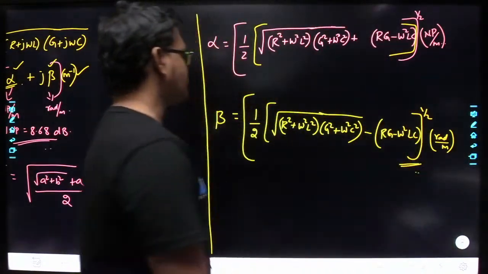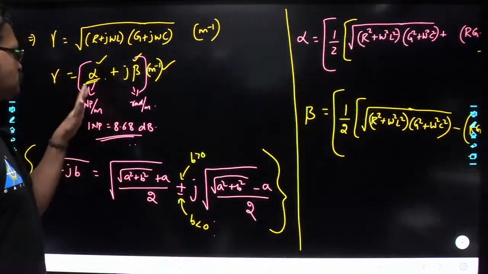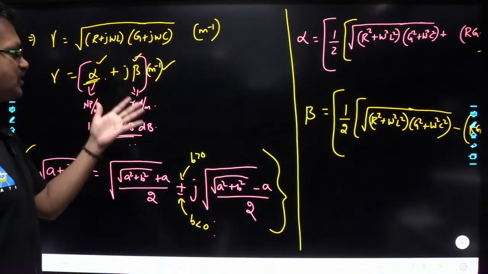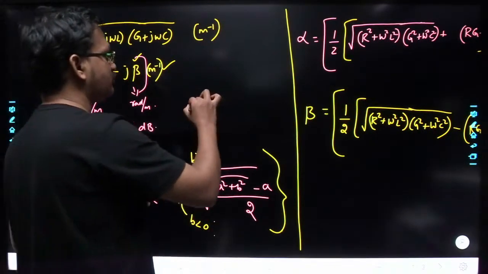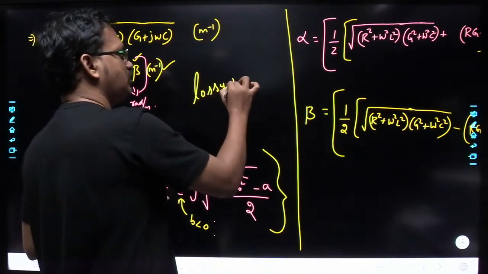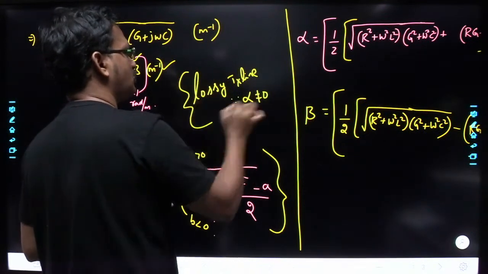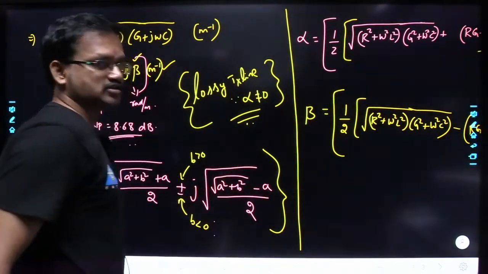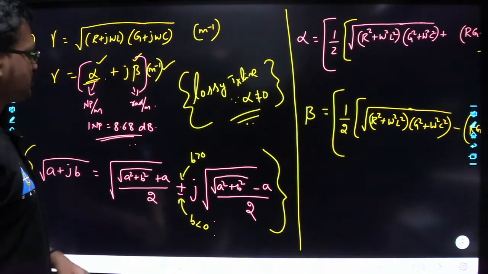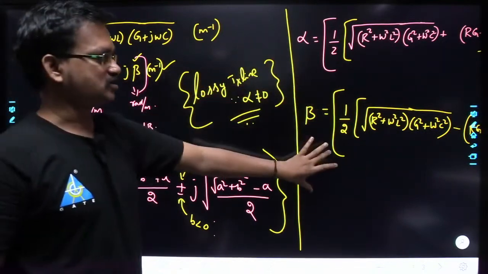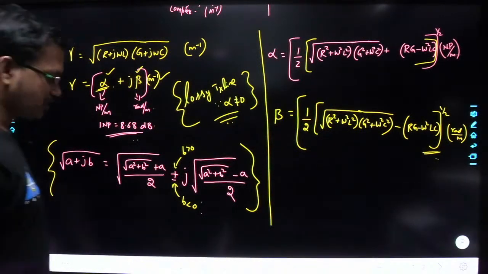So these are the expressions we got for alpha and beta. See here, alpha is not equal to 0. Alpha represents the attenuation constant, and beta represents the phase constant. Since alpha is not equal to 0, we are dealing with a lossy transmission line. So on a lossy transmission line, for gamma we got this expression, and for alpha and beta we got these expressions.